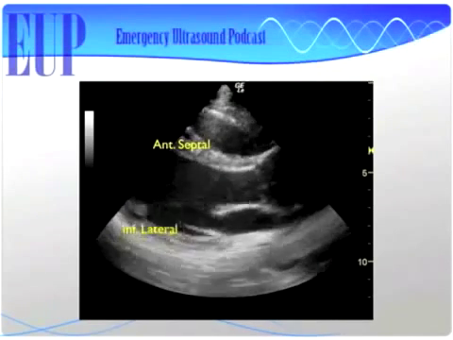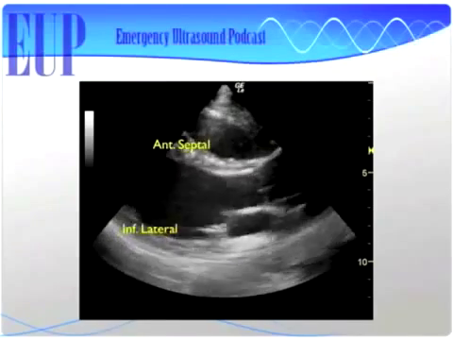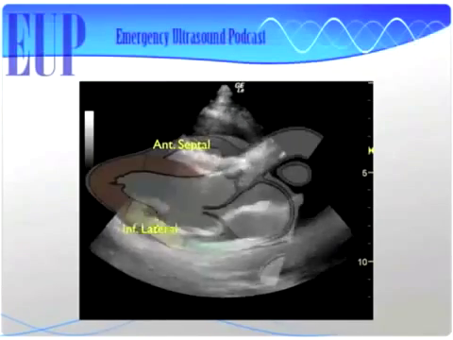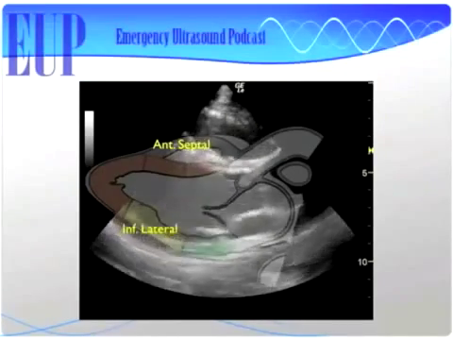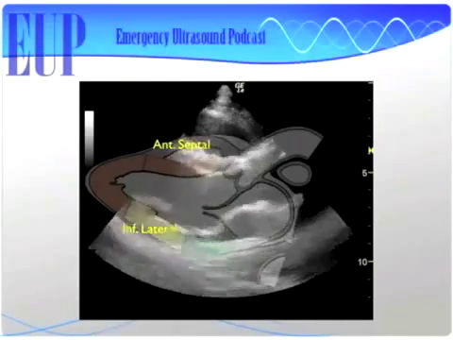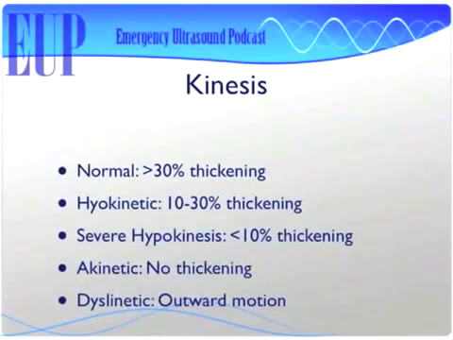Here's a live image of that. We see anterior septum up to the top and inferior lateral to the bottom. So that means that that's LAD up on top at anterior septal portion, and the inferior lateral portion is supplied by the circumflex.